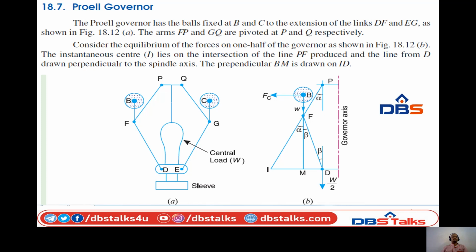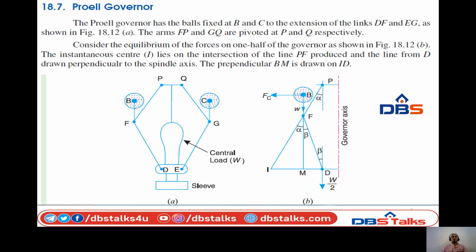After that, the next one is the Proell governor. So the Proell and the Porter are both very related. In the last class, we discussed the Porter governor. In today's class, the Watt governor was completed. In continuity, the Proell governor we will discuss in this class. The Proell governor has the balls fixed at P and C positions.